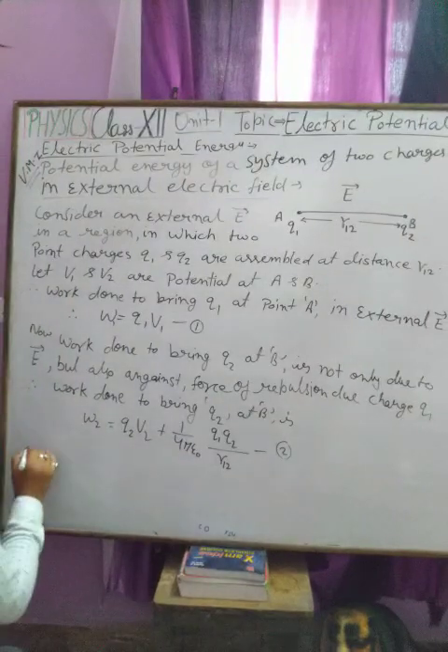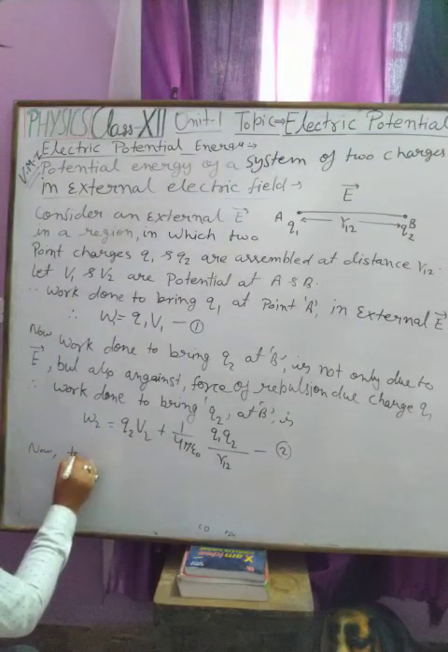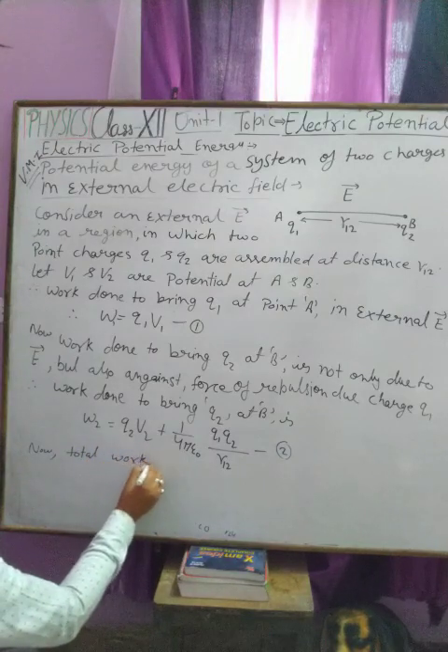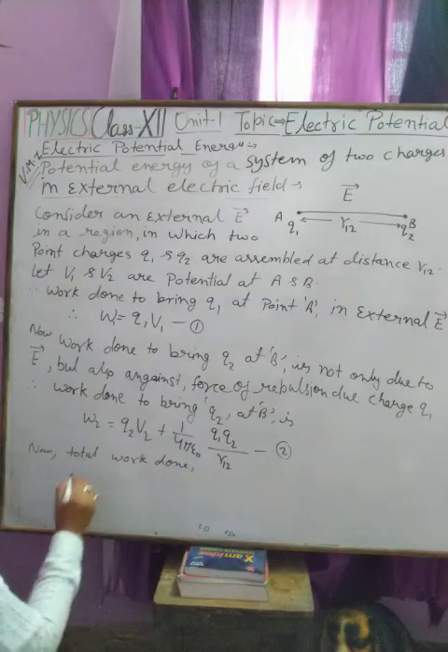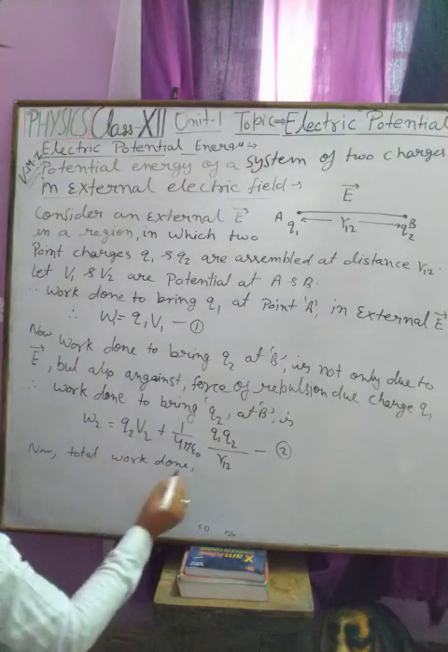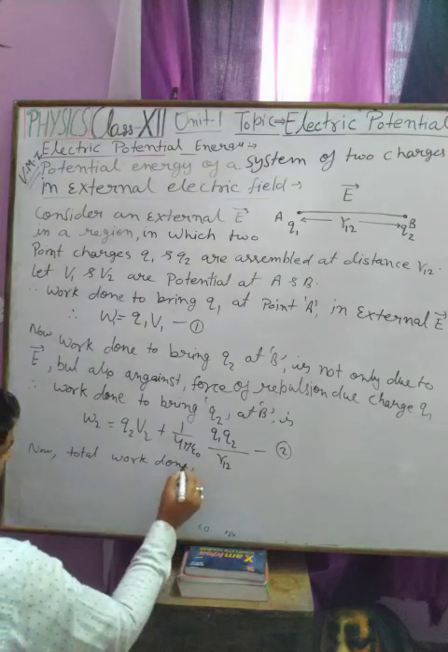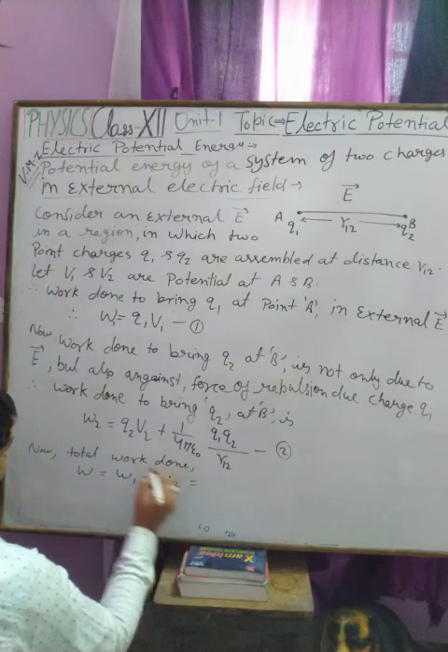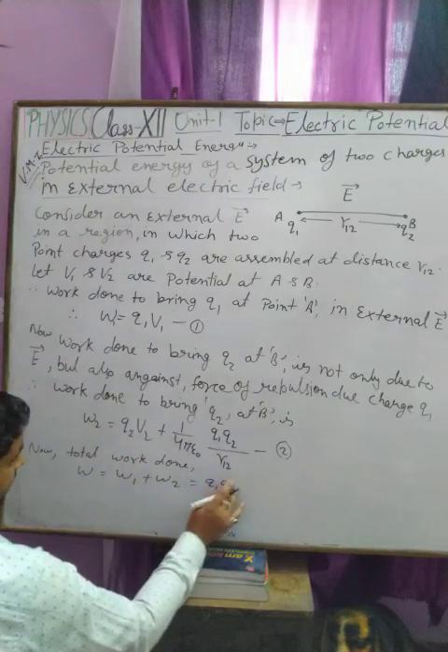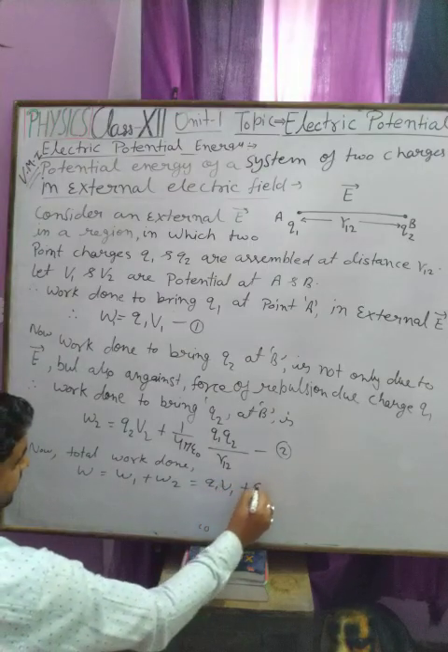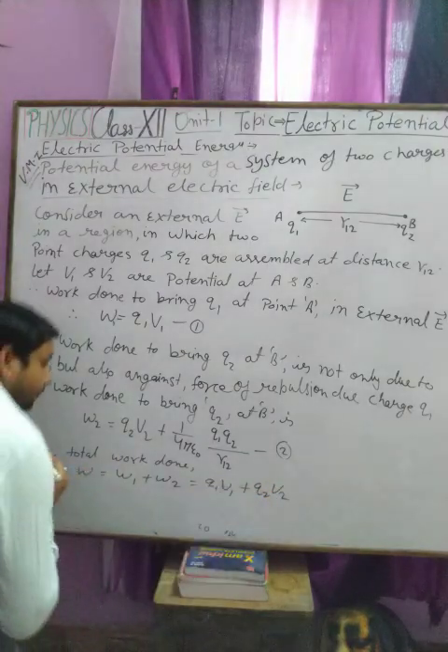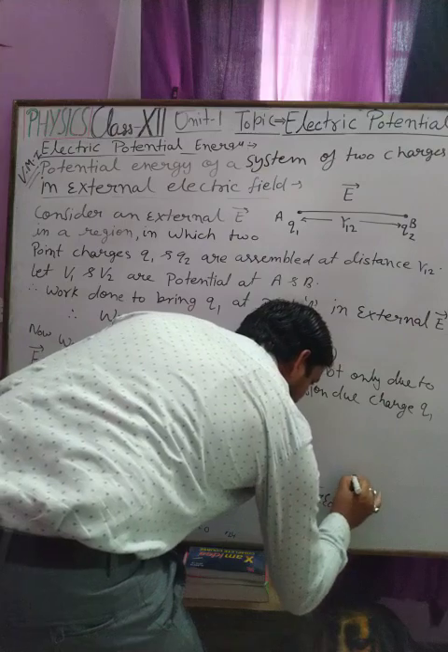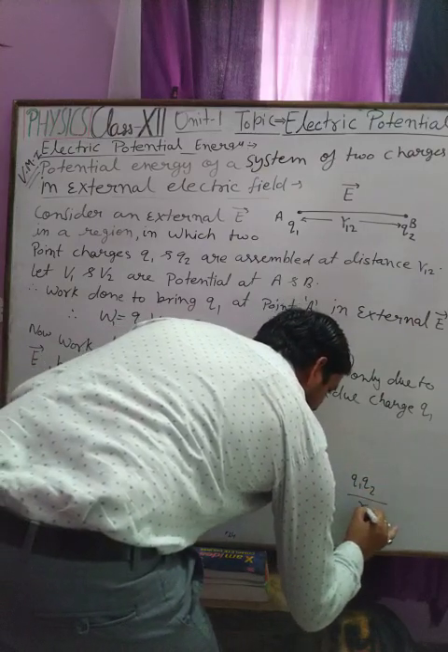Now the total work done is W equal to W1 plus W2, that is Q1 V1 plus Q2 V2 plus 1 upon 4 pi epsilon naught Q1 Q2 upon R12.